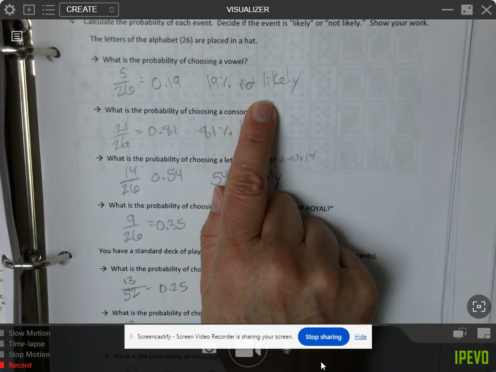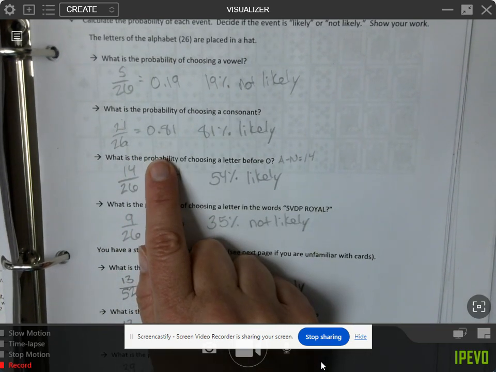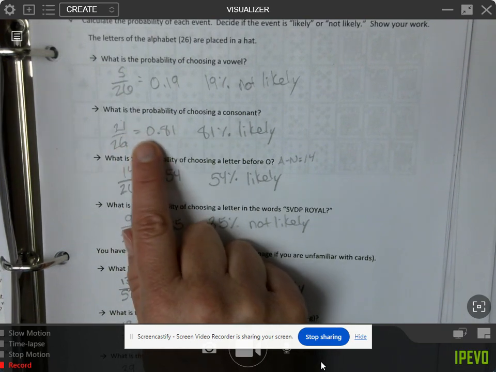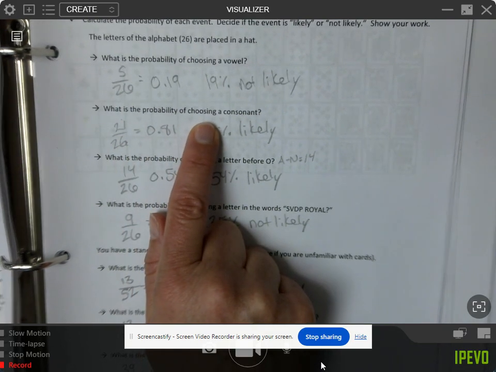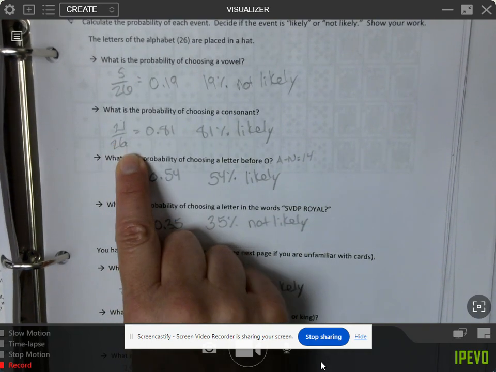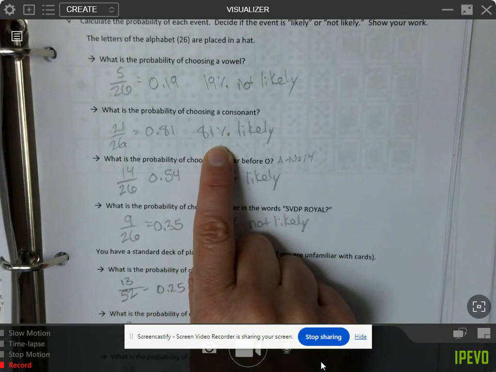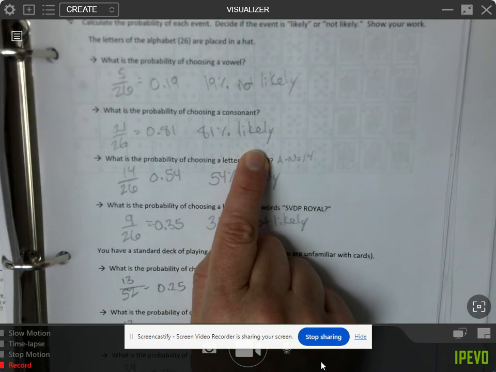And that is not likely to happen because it's closer to 0 than it is to 100. So 19% means that's not likely. Anything below 50% is not likely to happen. Over 50% is likely to happen. Now, next one. What is the probability of choosing a consonant? Well, if there's 5 vowels, there are 21 consonants. Divide it by 26 and we get 0.81, which is 81%, which is likely to happen.